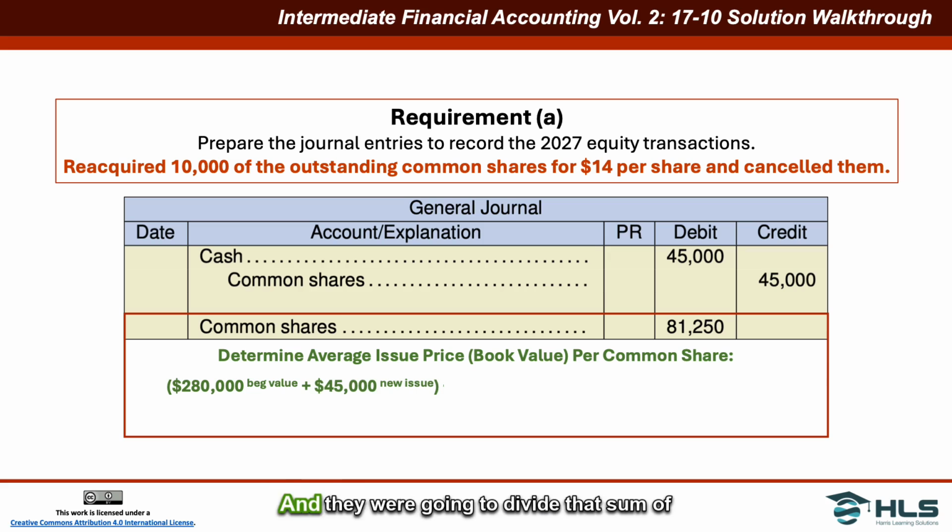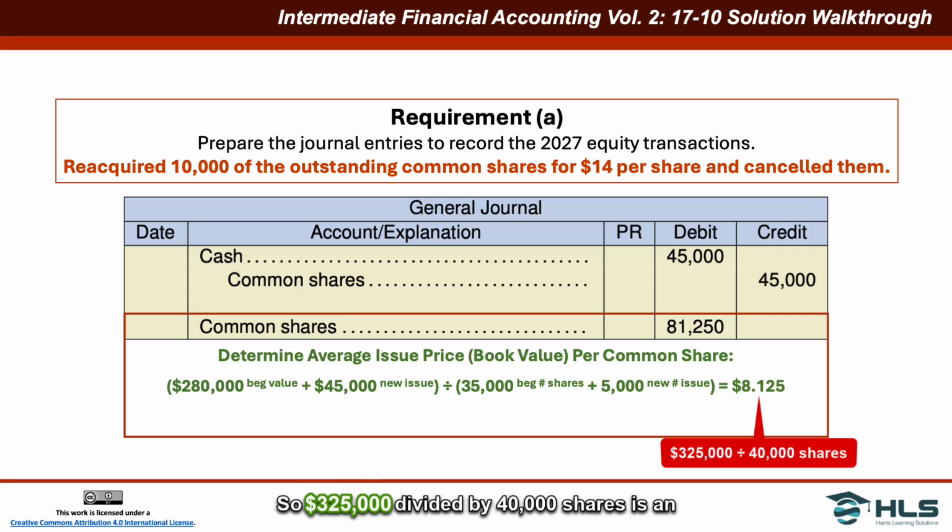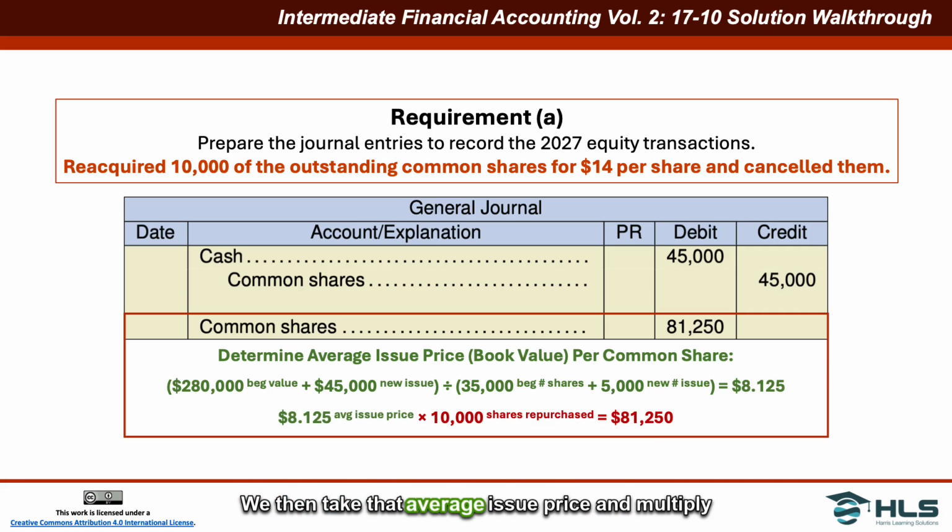So we're going to take the $280,000 beginning carrying value plus the $45,000 from the previous transaction where new shares were issued. And then we're going to divide that sum of $325,000 by the total number of shares at this point in time, calculated starting with the 35,000 shares that were outstanding at the beginning of the year, plus the 5,000 new shares issued, or a total of 40,000 shares. So $325,000 divided by 40,000 shares is an average issue price of $8.125. We then take that average issue price and multiply by the 10,000 shares repurchased. That's a total of $81,250, and that's the amount we're going to debit the common share account for.